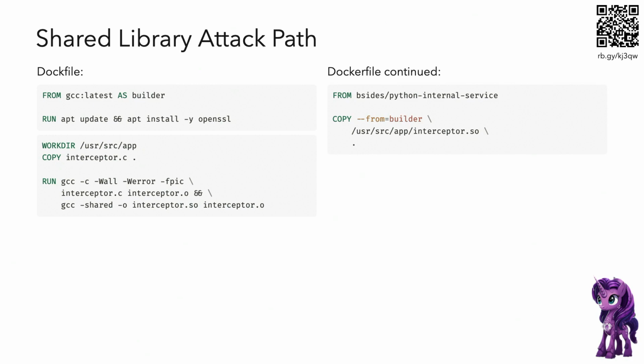And then, again, using it is fairly straightforward. I use that same builder pattern here. So I said, copy from the builder that interceptor .so. That's the thing I need. And then you've got two options. If you've got root, you can put the full path to this interceptor .so into this magic file called /etc/ld.so.preload.